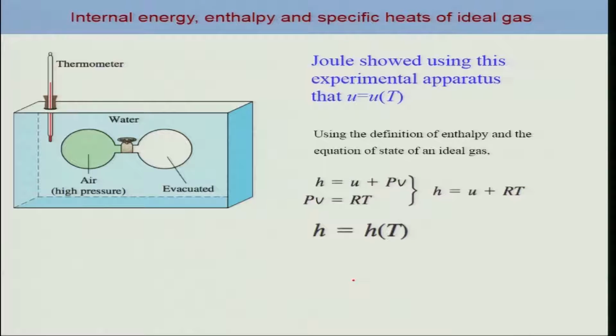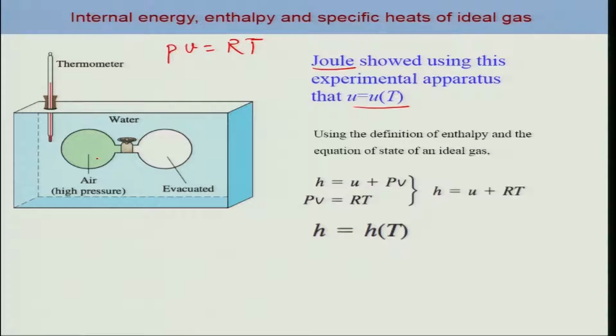Now let us consider the case of an ideal gas. We know that for an ideal gas, we can write PV is equal to RT, where R is the gas constant. Now what about the internal energy for such a system? The idea is basically to come up with an expression for Cv and Cp. The internal energy was shown by Joule to depend only on temperature for the case of an ideal gas.